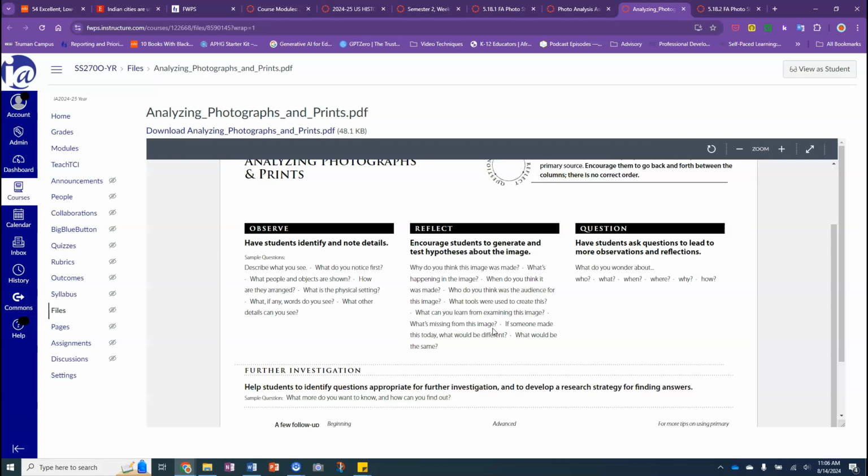Okay, so this is the first part before we put together our final project, is doing this, choosing our photos and doing the analysis. So if you have questions or if you need more help with this, please, please, please go ahead, feel free to reach out.